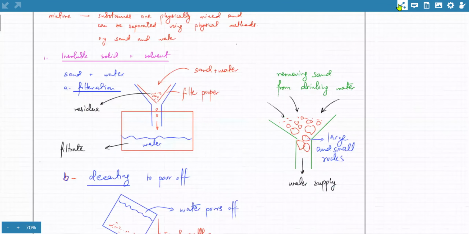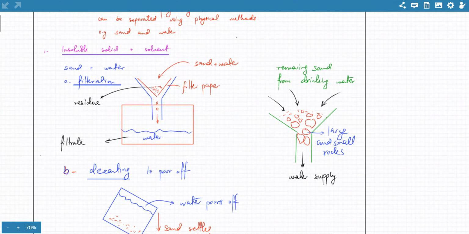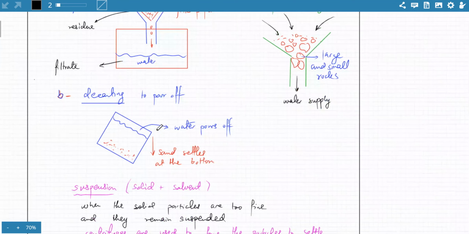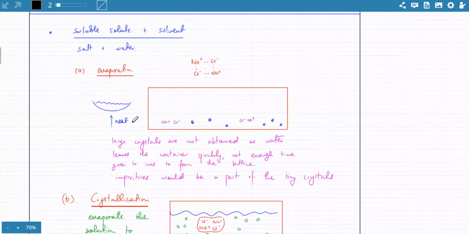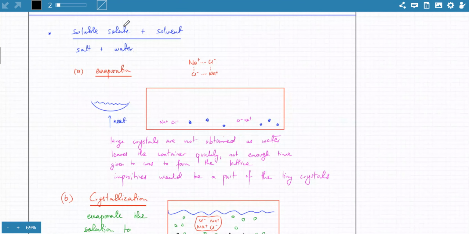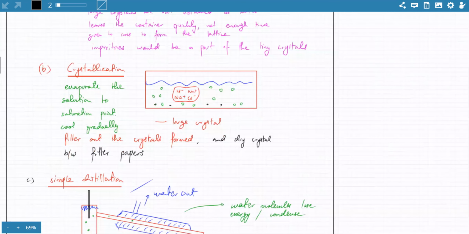The first one is, if the solid is insoluble in a liquid, you're going to use filtration, or you could decant. If the solid settles at the bottom, you can pour the liquid off from the top. That's called decanting, right? Or if the salt or the solid is soluble and mixed in a solvent, and you want the salt, you evaporate. The water would evaporate and the salt would remain at the bottom. Or you could crystallize it, which is again evaporation. You evaporate the solution to saturation point and cool gradually, and you filter out the crystals.